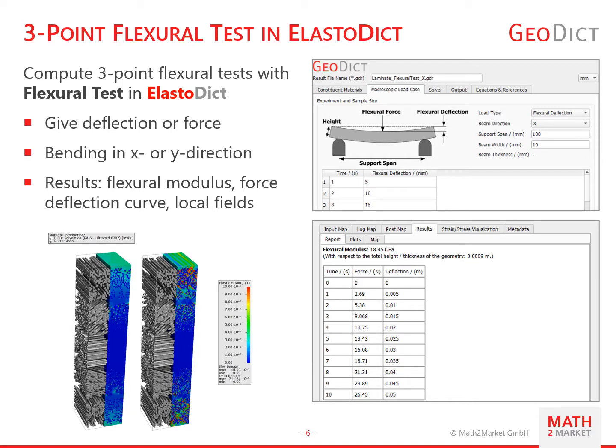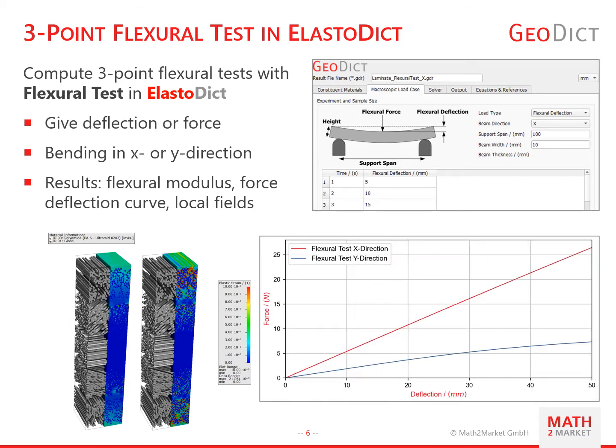To allow direct simulation of flexural or bending tests in GeoDict was wished for many years. Now with GeoDict 2022, such simulations are possible. One can specify the bending loads either as flexural deflection or as flexural force. The result is a flexural modulus, the force deflection curve, and corresponding local displacement, strain and stress fields.